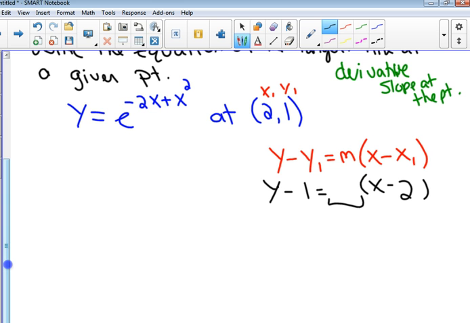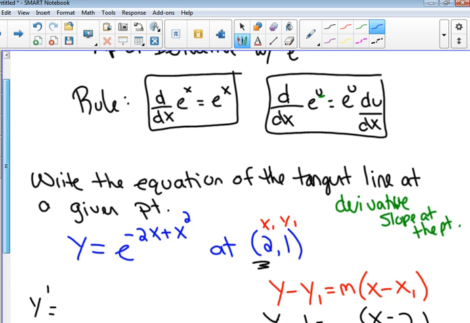So to figure out what the slope is at that given point, what we need to do first is to find the derivative at the x value. So step one is we need to get the derivative of this piece. Okay. So using your rule, we don't have just e to the x. We have e to a ton of stuff. So let's use this property right here. e to the u, du/dx.